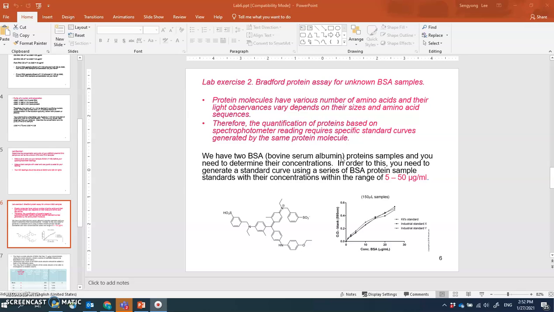So in order for you to do that, you need to create a standard curve before you quantify it, because without the standard curve, you don't know what the relationship between the absorbance and the concentration is, right? So for that, you need to create a standard curve. Okay.